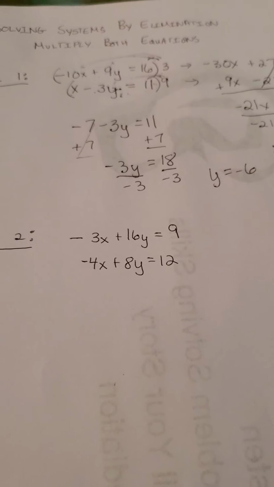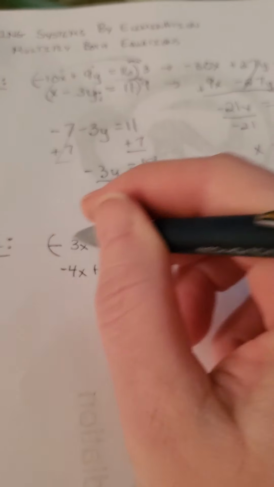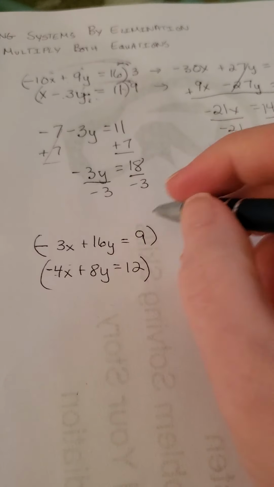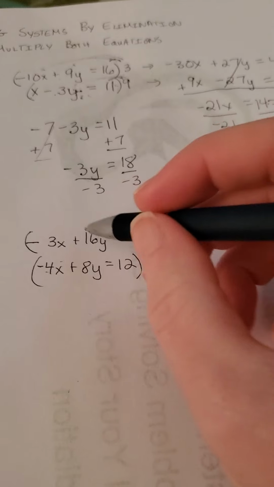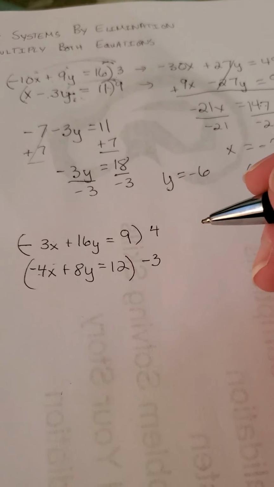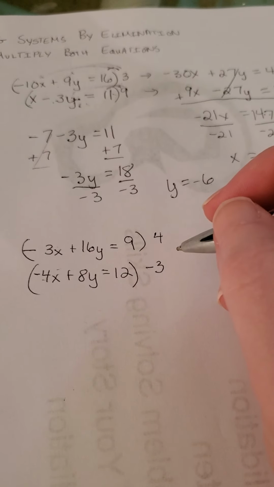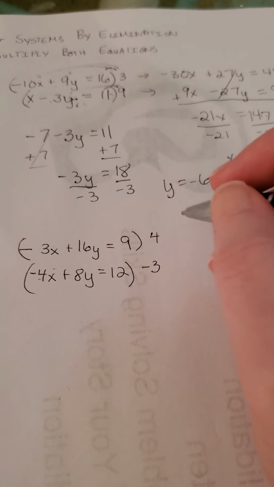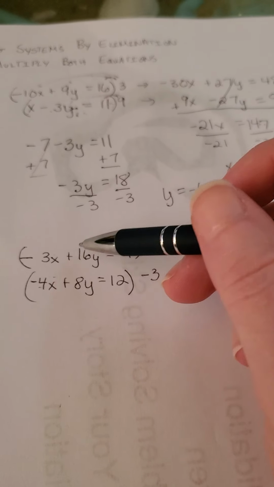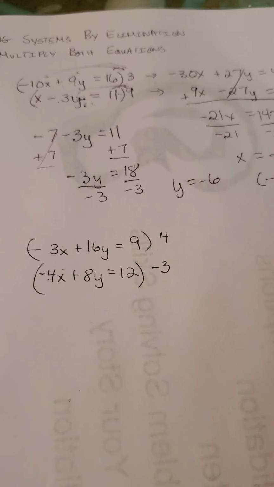So I'm going to do the same kind of thing again, where I'm going to multiply the top one by the bottom coefficient and multiply by 4. And this bottom one, I'm going to multiply by -3. Because again, like I said, I have to get things that are opposite signs. And to do that, right now they're the same. So to do that, I have to multiply by a negative.